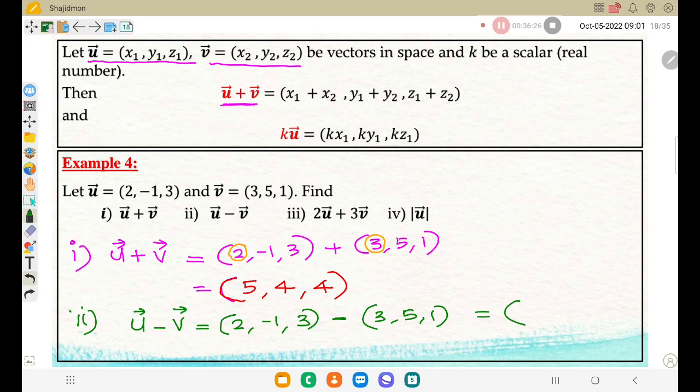2 minus 3 is -1. Then -1 minus 5 is -6. And 3 minus 1 is 2. So this is the u minus v vector, (-1, -6, 2). Hope you understood. Now the third part of the question.